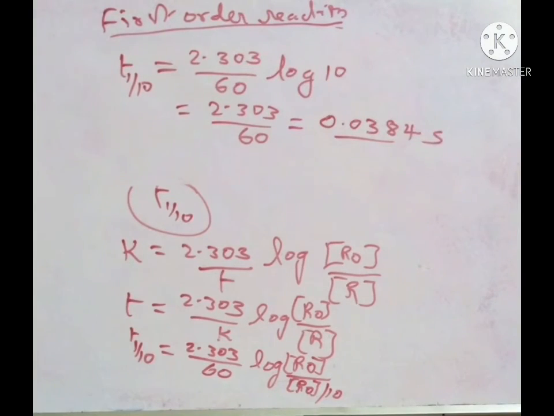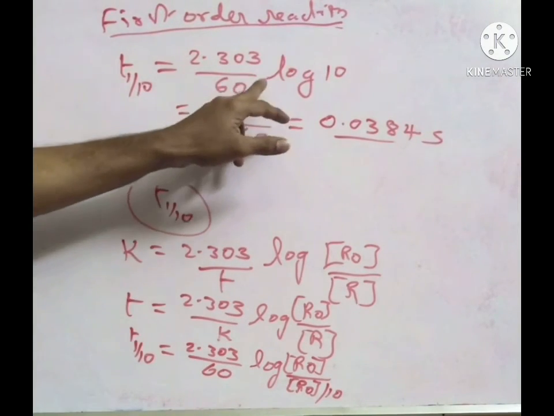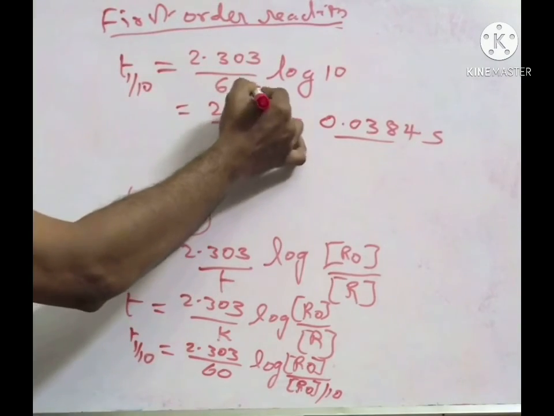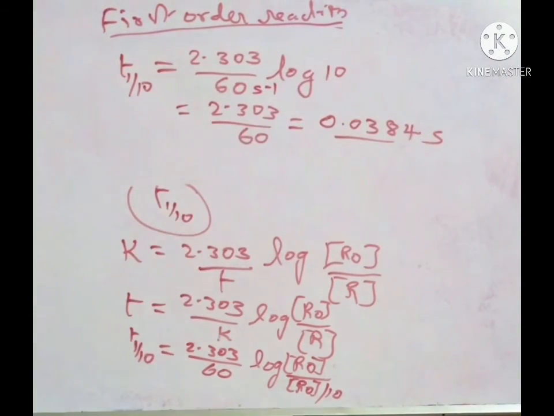So time is in seconds, correct? Here it was second inverse, no? 1 by second. Here 60 second inverse. That means 1 by second. Second will be top, so seconds. Okay. So this is the way we can answer.